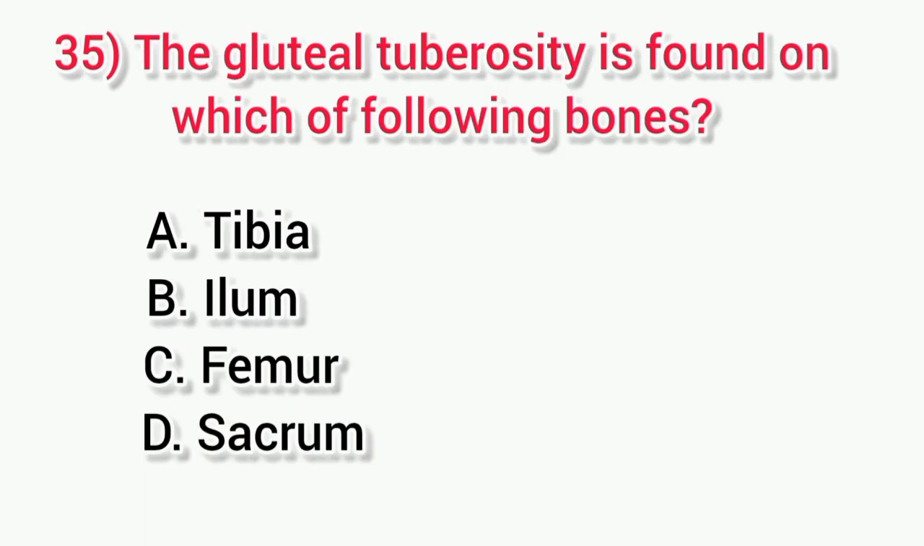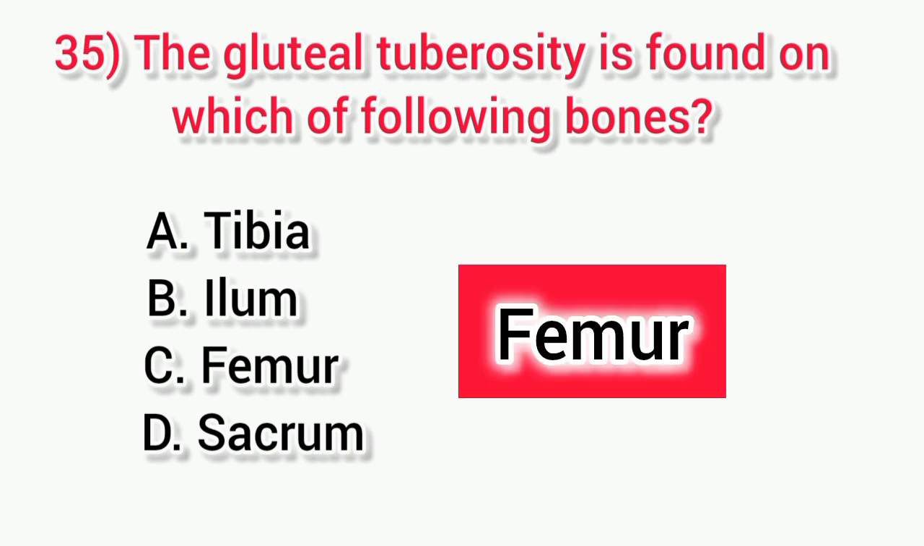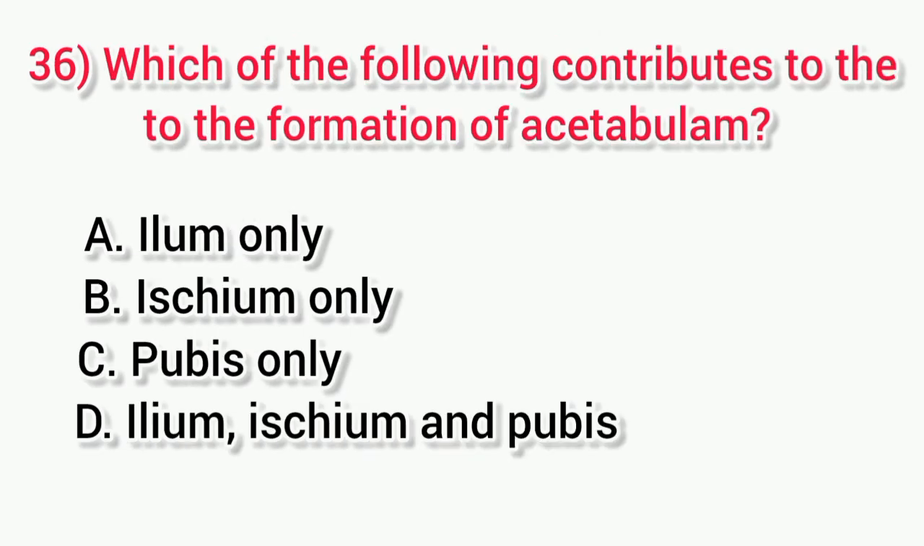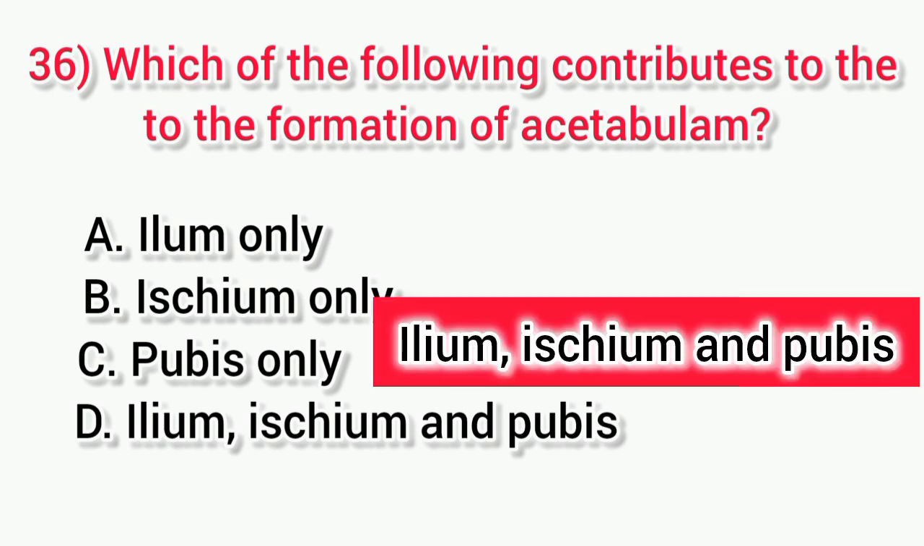The gluteal tuberosity is found on which of the following bones? Correct option is C. Femur. Which of the following contributes to the formation of the acetabulum? Correct one is option number D. Ilium, ischium and the pubis.